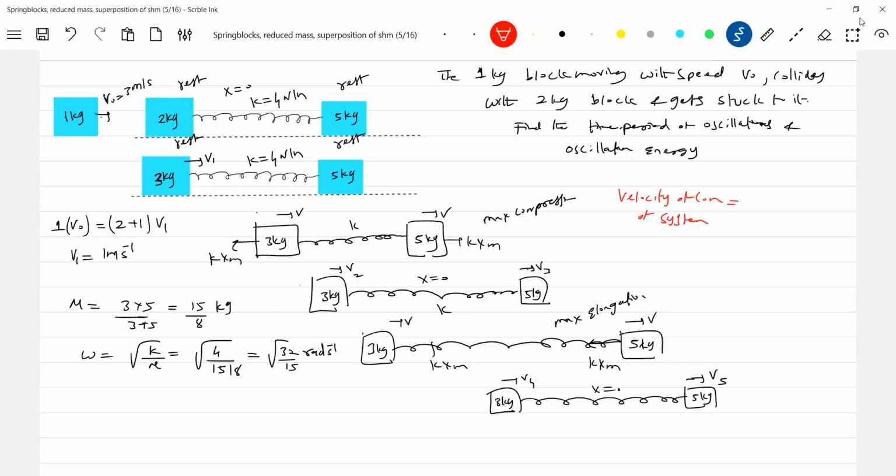It should be equal to 1 into V naught by 1 plus 2 plus 5. So what is V naught? V naught is 3. So 3 by 8 meter per second. So this is the velocity of center of mass of the system. Now your task question, sir, is this before collision or after collision? Anybody wants to answer it? This is the best question teachers should ask students. Is this velocity of center of mass of the system before or after collision? Please think, please think and answer.